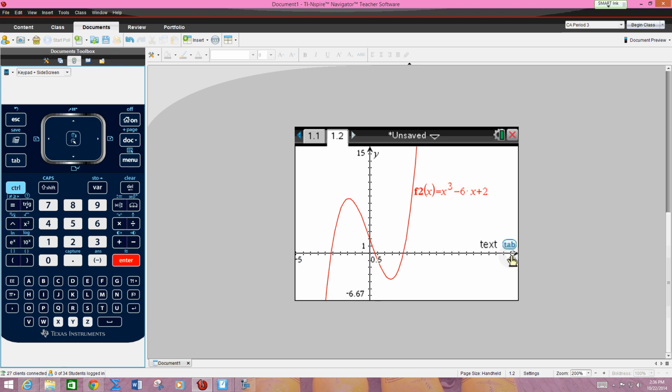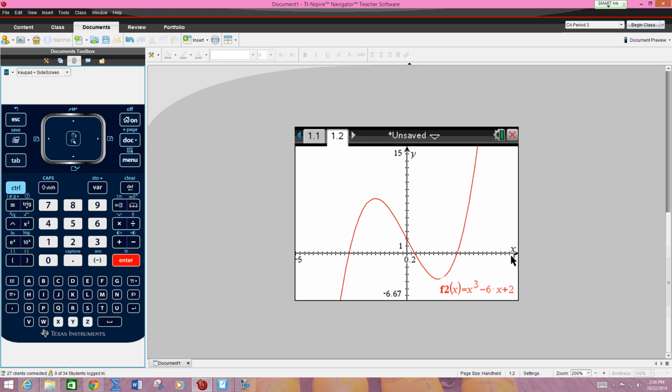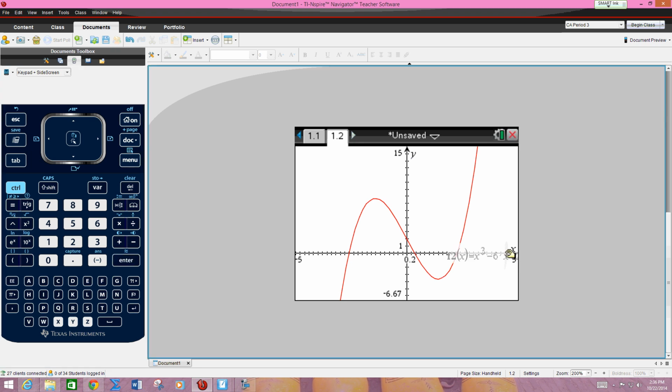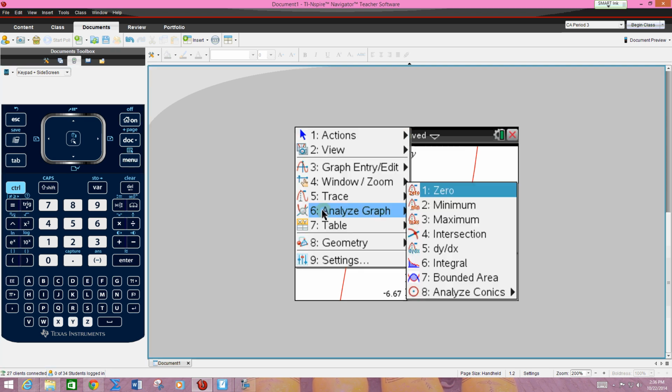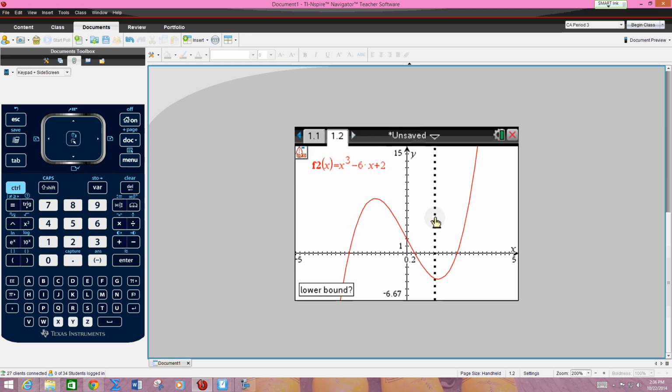And changing this one over here to a 5. Okay, so I kind of spread that out a little bit. And here's my function. I'm going to move this over here now so it's out of the way. And I'm going to now find a minimum and a maximum. So menu, 6. I'm going to go find my maximum.